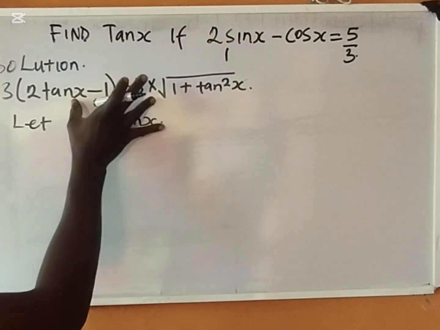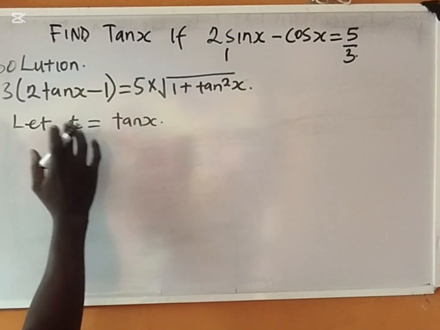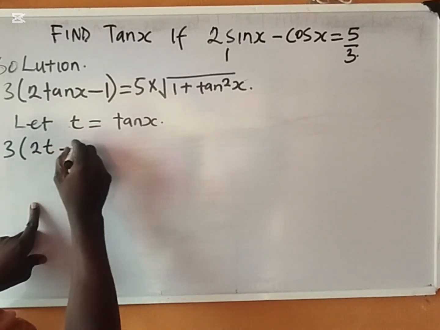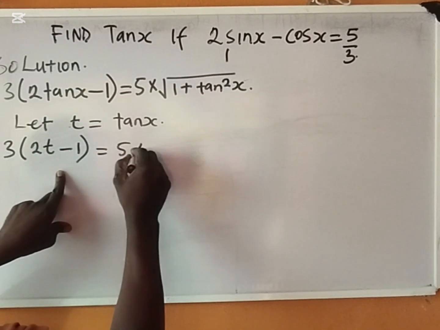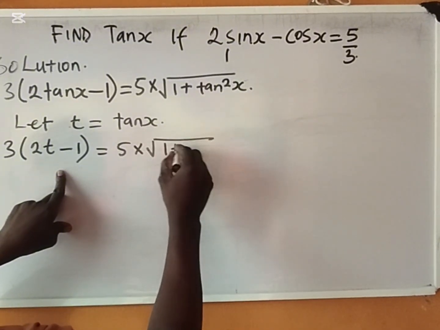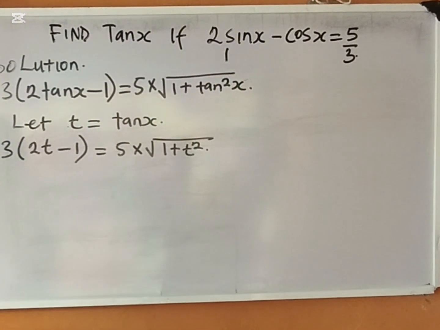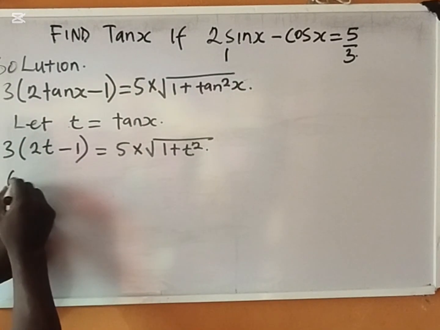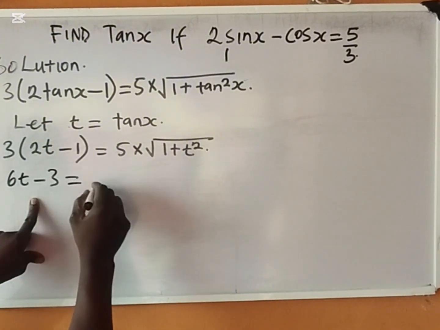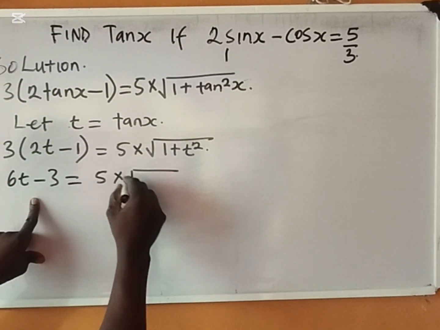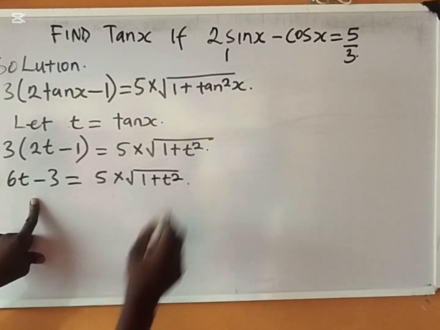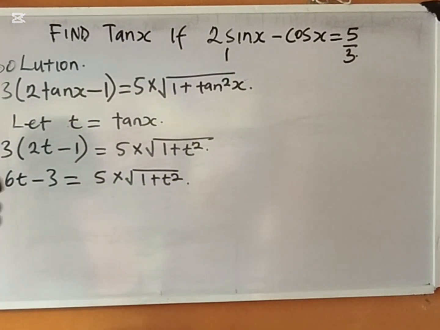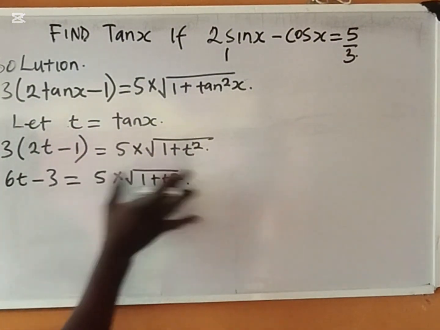If t is equal to tan x, we'll write this equation. Wherever we see tan x, we introduce t. It becomes 3 into bracket 2t minus 1. We close the bracket. This is equal to 5 times root of 1 plus t squared. So let's simplify this equation further by opening up this bracket. It becomes 6t minus 3 is equal to 5 times root of 1 plus t squared. I want to get rid of the square root sign, and the only way I'm going to do that is to square both sides of this equation.